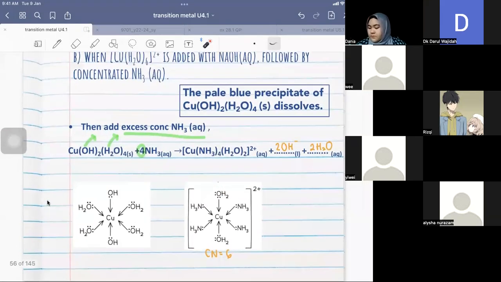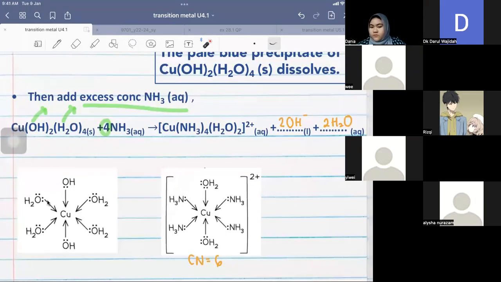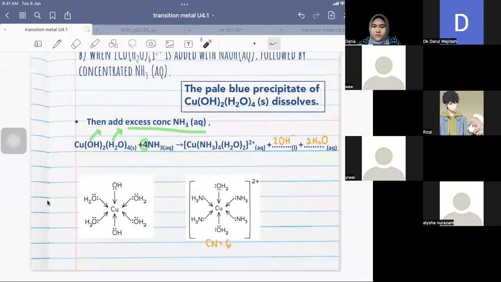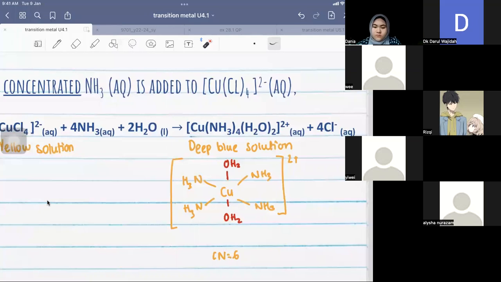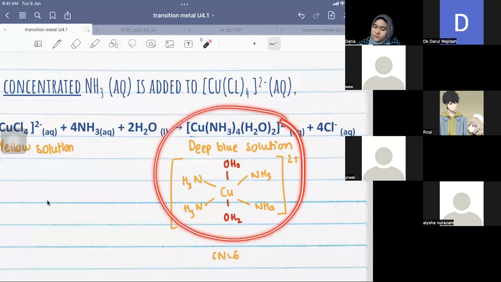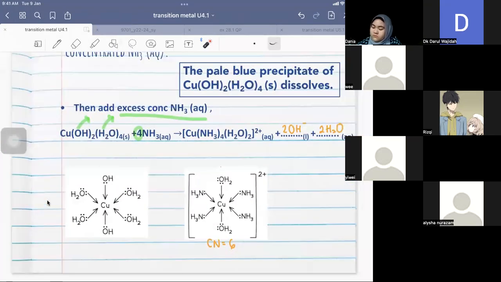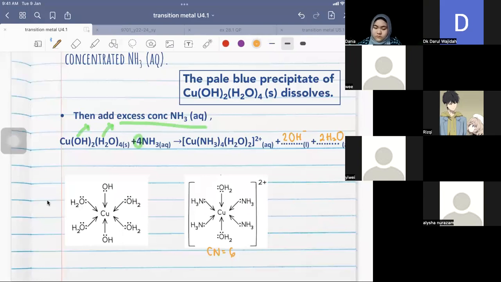That dark blue solution is actually your copper with 4 ammonia molecules and 2 water ligands, the same complex you form when you add ammonia to your tetrachlorocuprate ion. As long as they have the same formula, then their appearance will also be the same. So copper hydroxide is a solid, it is a blue precipitate, and it dissolves to give a dark or deep blue solution. This is where it becomes important to write the nature, the appearance, whether it's an aqueous form or whether it's a solid form. If it's precipitate, then it's solid.